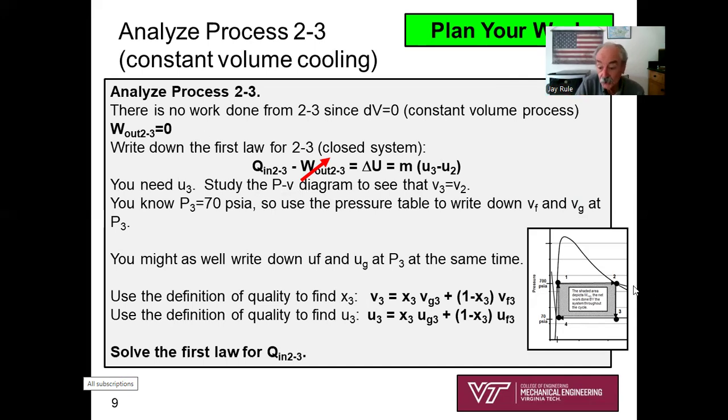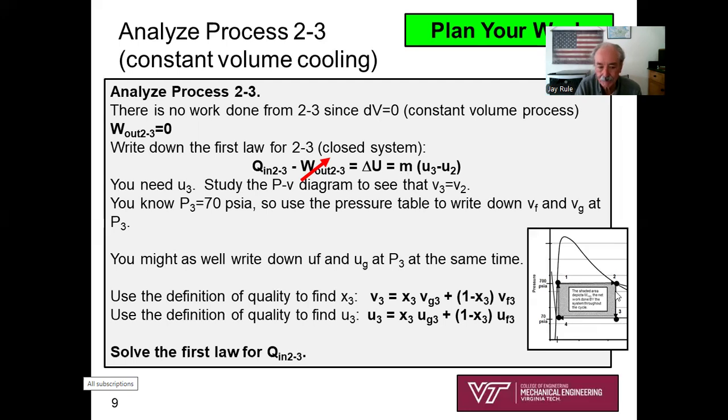First law for process 2 to 3: Q in from 2 to 3, minus work out, 0, equals delta capital U, equals m times u3 minus u2. I just looked up u2, so I'm good, but I need u3. How will I get u3? I have to study what I have. The PV diagram is golden for this. I see that v3 equals v2.